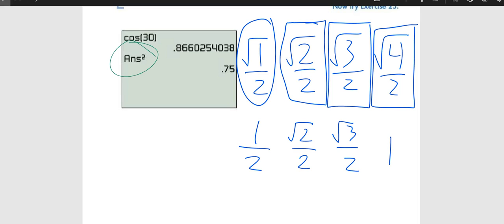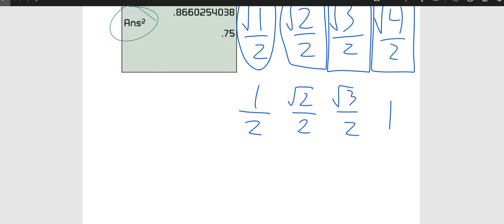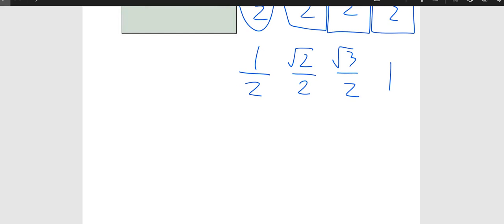These 4 numbers are going to be important to you. Do you know the decimal version of 1/2? 0.5. I'm sure you don't know the next one, 0.707. I'm sure you don't know the next one, 0.866. But you do know the last one at 1. They go in order. Those numbers are going to be important to you next week. Okay? More so than they are right now.